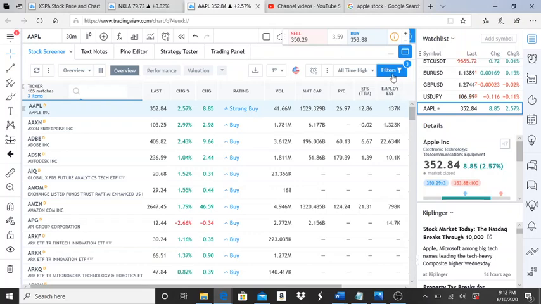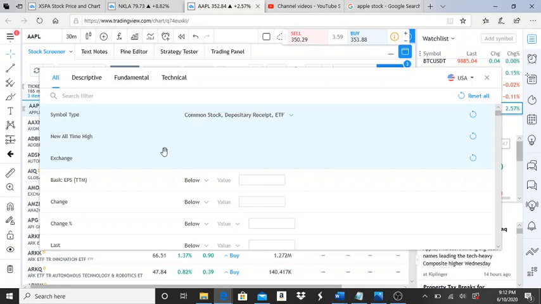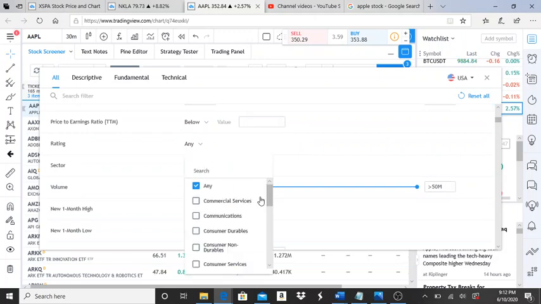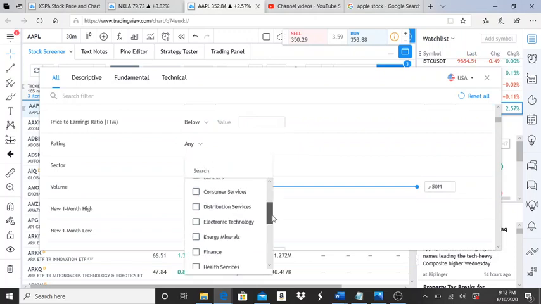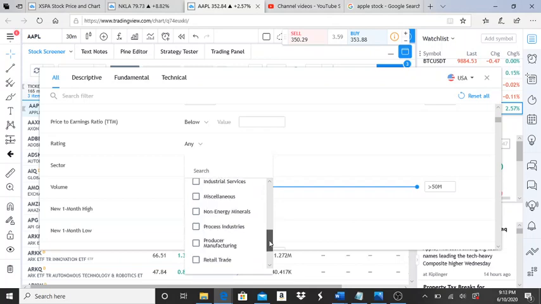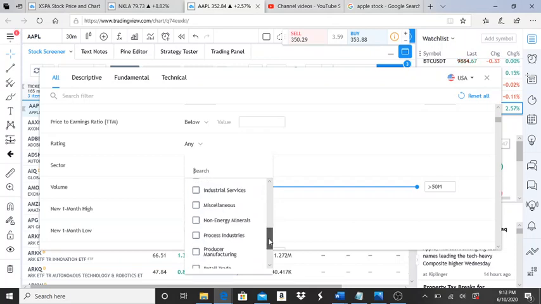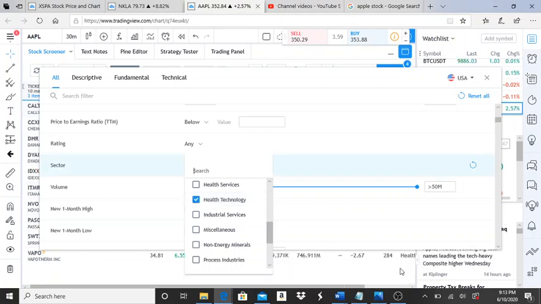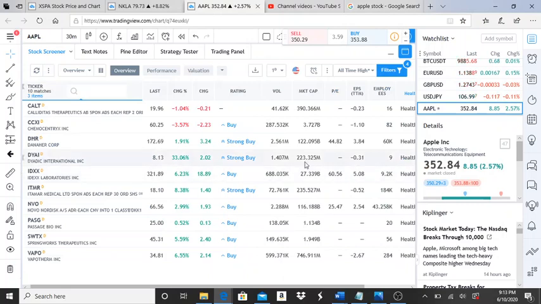Also, you could do the filters like I showed you guys a couple minutes ago with the over the counter. You can take that out, or you can choose certain exchanges, or you can come down here and narrow down the sector. What if you want to just look at oil, or you want to look at retail, or process industries, or non-energy minerals, or health technology? That's like medical devices, or vaccines, and all those different things.